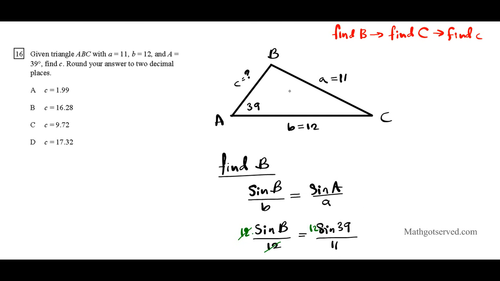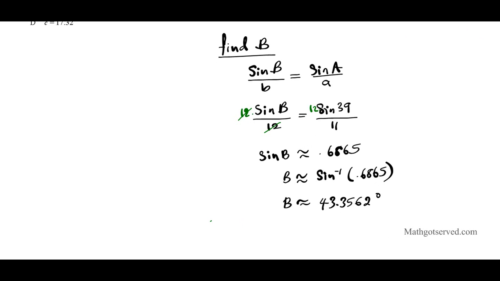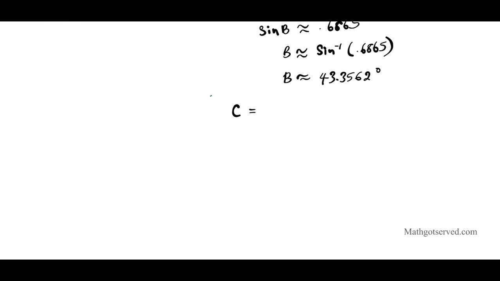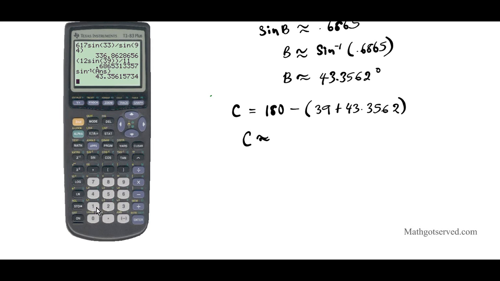Now let's put that into our diagram so we know where we're at. 43.3562. Now we can use the triangle angle sum theorem to find C. Okay. So using that information, we have big C equals 180 minus A plus B. A is 39 and B is 43.3562. All right, so big C is going to be an approximate angular value. Let's see what that is. Plug it into our calculators.